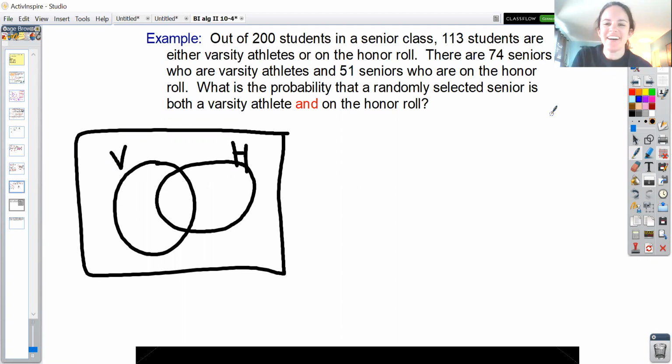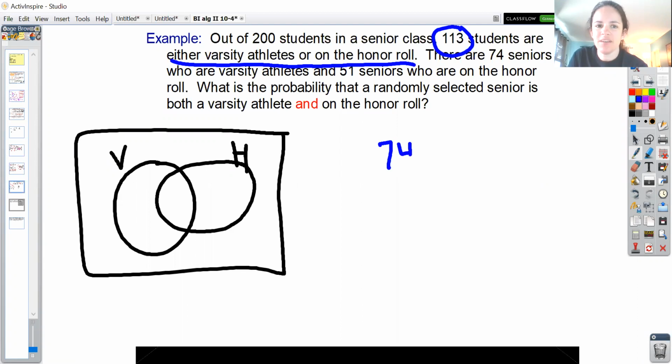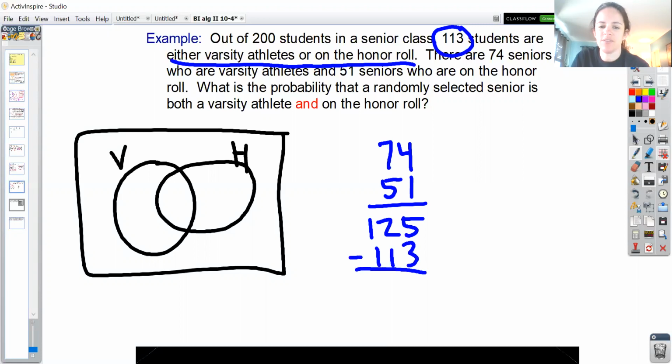So here we go. There's 113 that are either varsity athletes or on the honor roll, which means 113 would be the union there. So 74 that are varsity athletes and 51 who are seniors, if I add those up, they add up to 125. But there's only 113 that are in the union, so I need to see what the overlap is by subtracting. Hopefully that's what you did as well. And you get that there are 12 in the overlap.